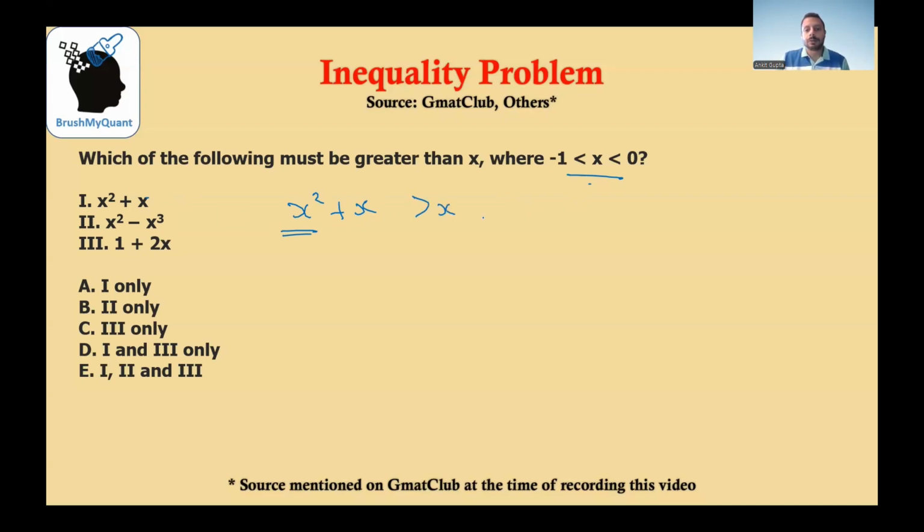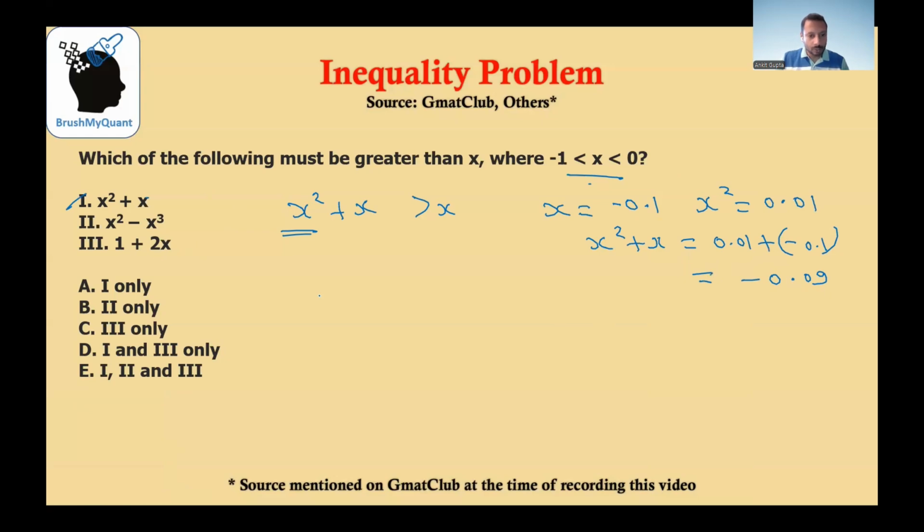Let's take an example. Let's say x is equal to minus 0.1. That means x square will be equal to 0.01. And if we add both of them, we'll get the value of x square plus x as 0.01 plus minus 0.1, which is equal to minus 0.09. Definitely minus 0.09 is greater than minus 0.1. So statement 1 is true.